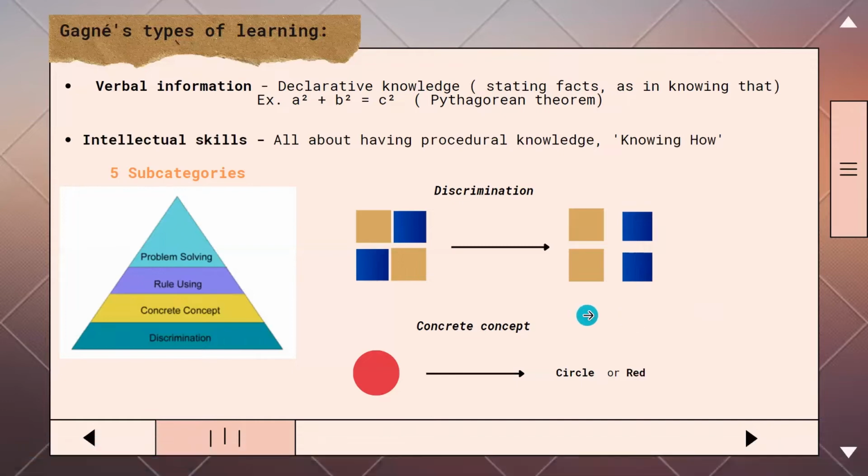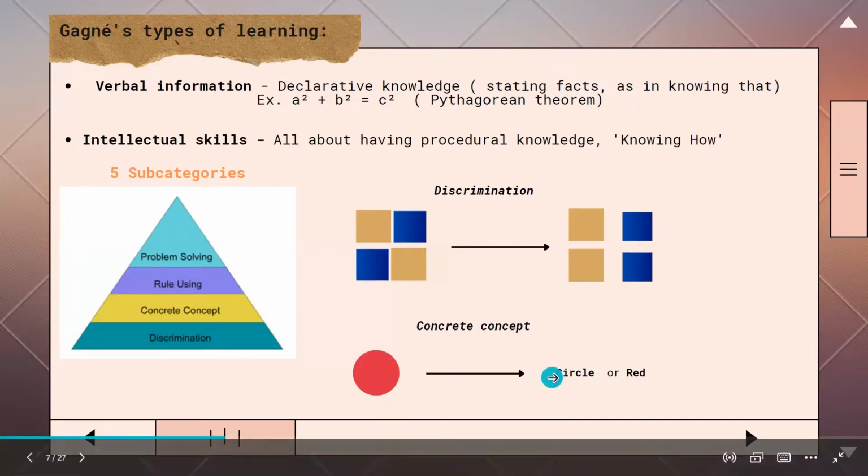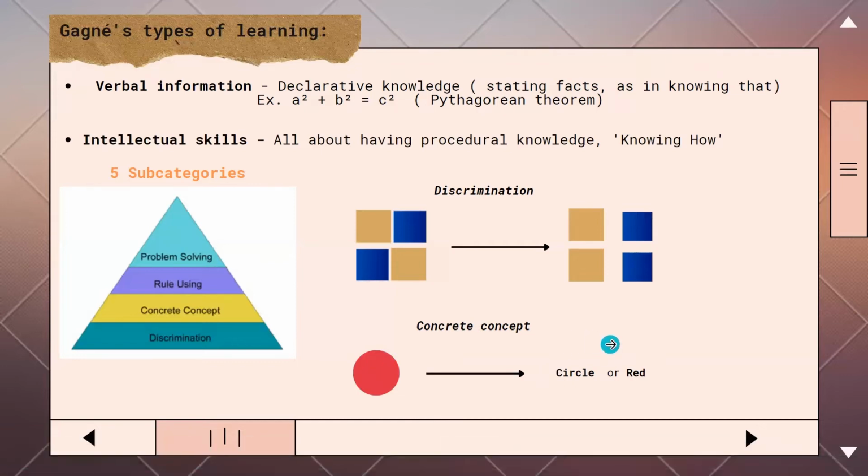And when the concept is defined, it can be recognized not by perceptual characteristics, but by definition itself. Say, for example, it is a circle because it is comprised of 360 degrees, or whatever attributes make it a circle.